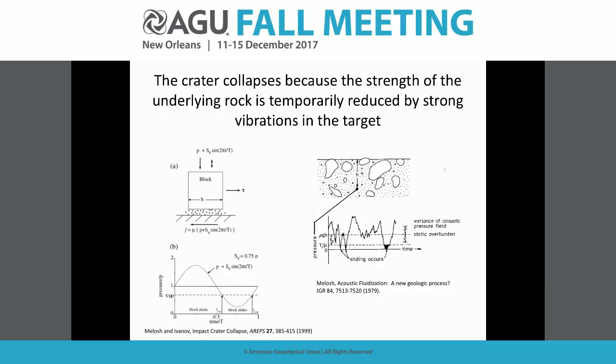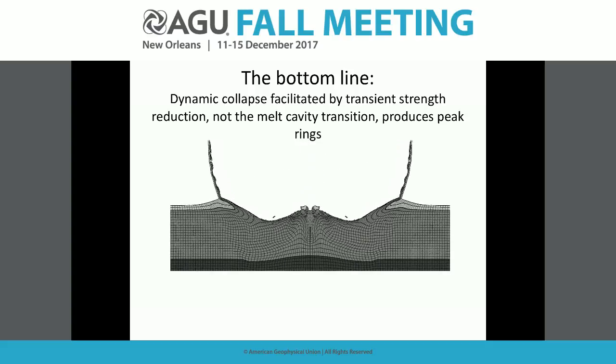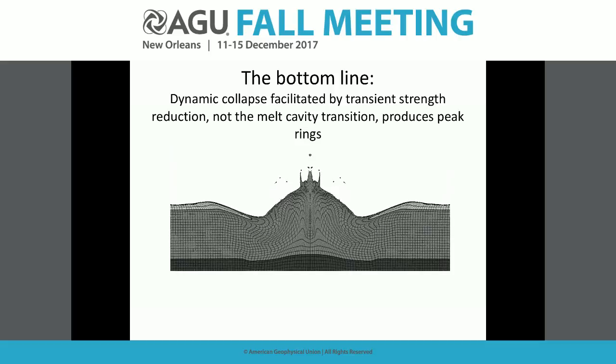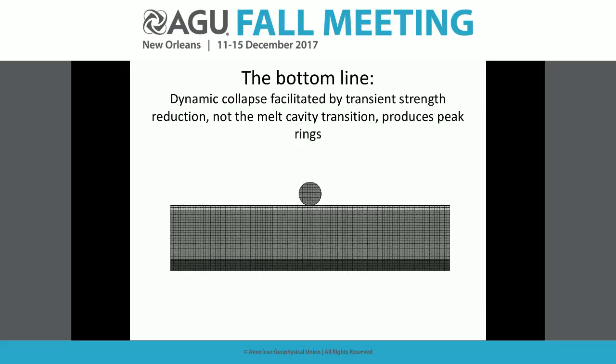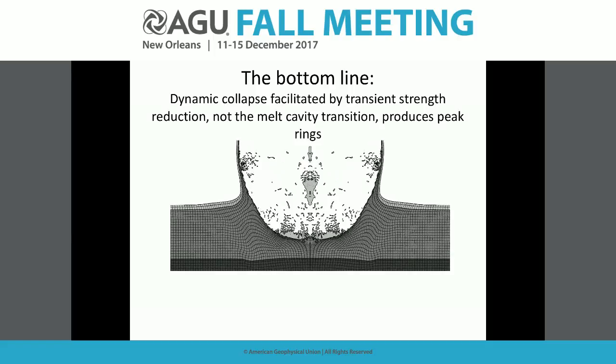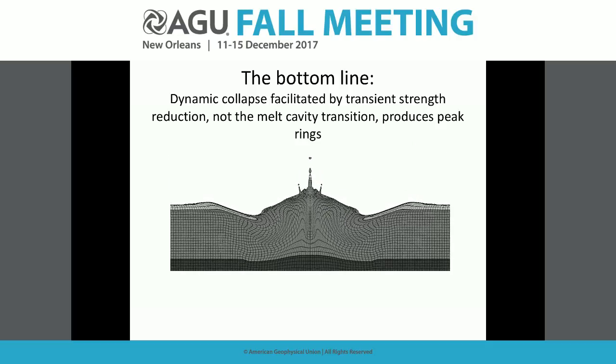So to summarize all of this, I'll just leave you with another simulation with the full 3D restored. This will run in a loop. But the bottom line is that dynamic collapse models facilitated by a transient strength loss that we parameterized by acoustic fluidization. If you don't like acoustic fluidization, you need to come up with some other model for greatly weakening the strength around the crater. But at any rate, in the strength reduction model, in addition to the hydrodynamic models, which successfully capture all the physics of material transport, energy conservation, equations of state, those are all in there.